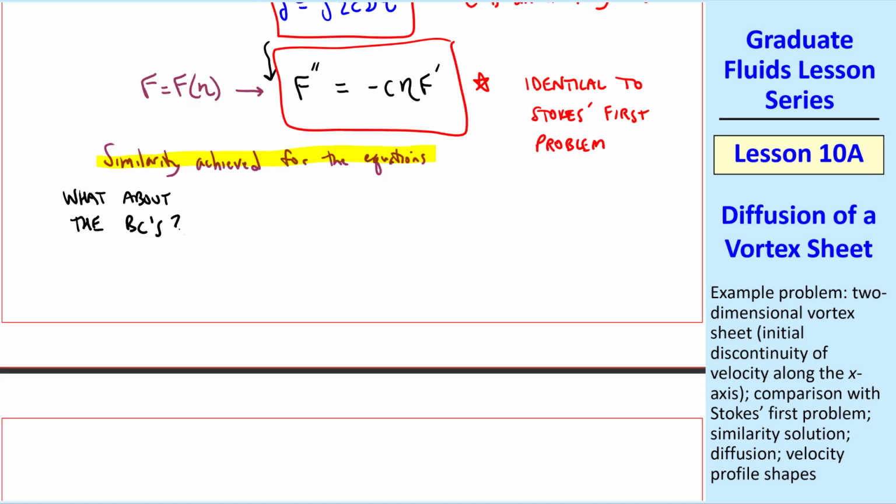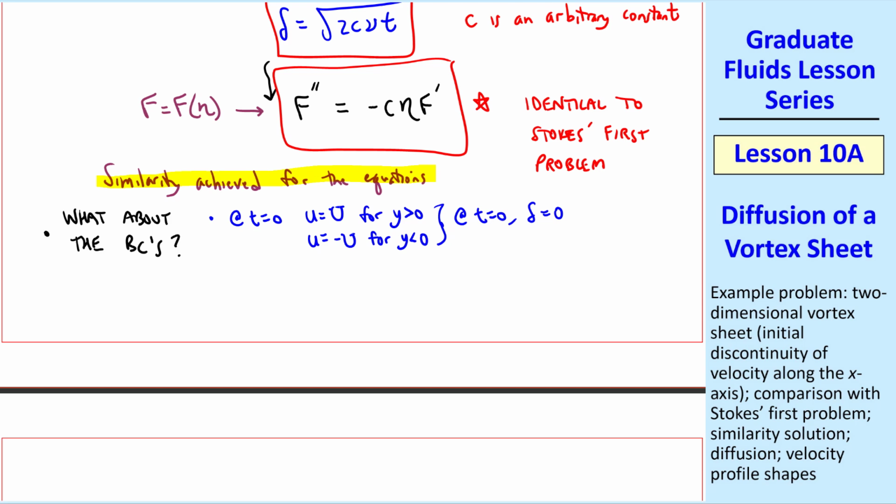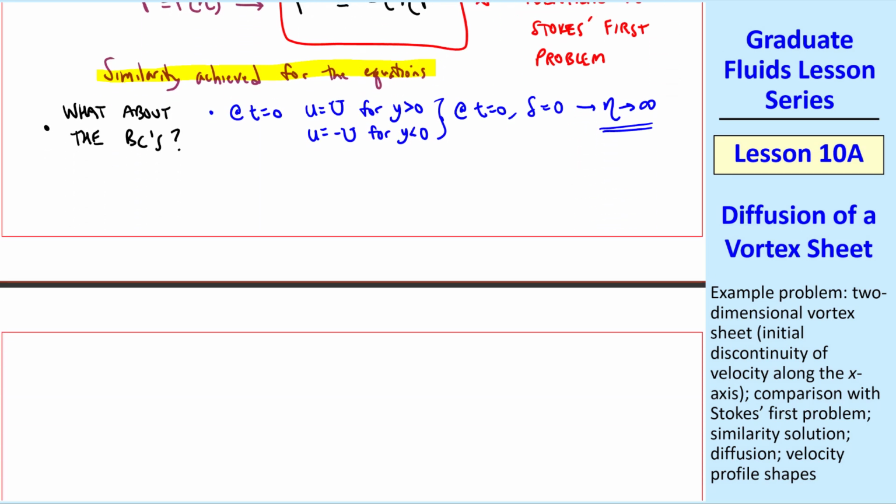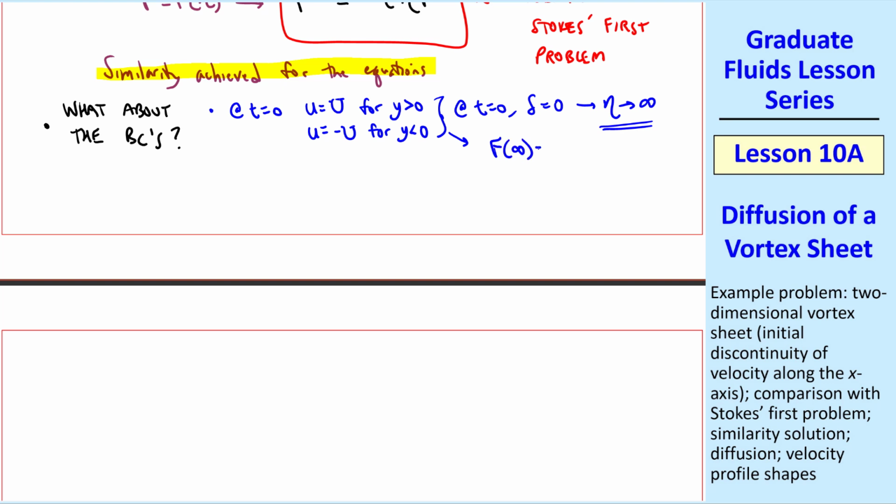But what about the boundary conditions? We had 3 boundary conditions, and since we need only 2 here, the boundary conditions must combine to give us only 2 that are not inconsistent. Let's check this out. We had at t equals 0, u equal capital U for y greater than 0, and u equal negative capital U for y less than 0. But at t equals 0, the thickness delta must be 0, and since eta is y over delta, eta must go to infinity at t equals 0. So this first boundary condition becomes f of infinity equal 1 for this portion, and for this portion, f of negative infinity is negative 1.